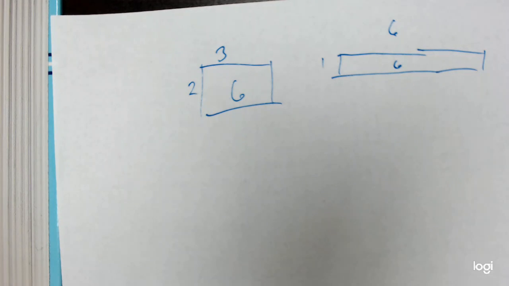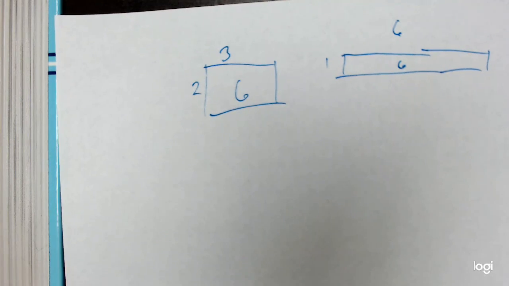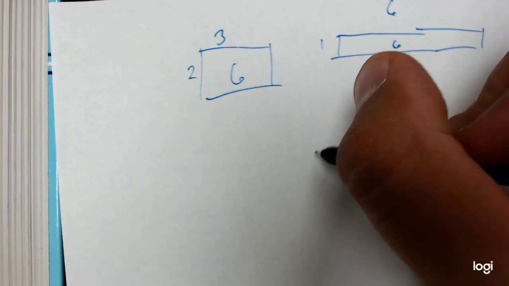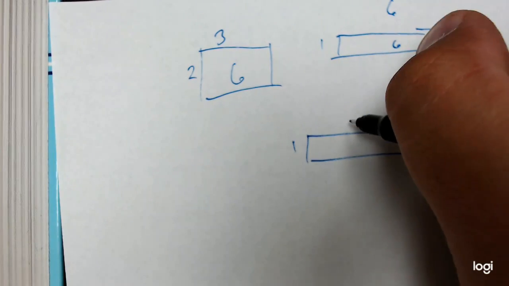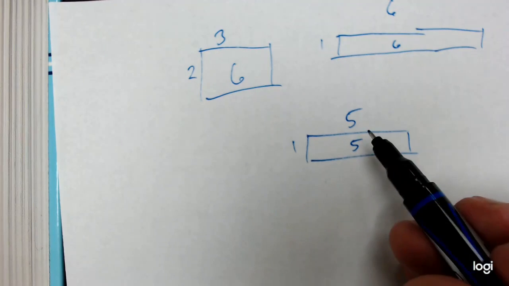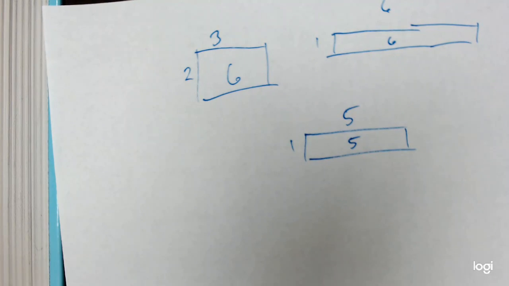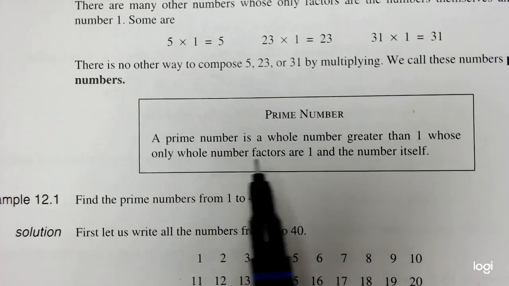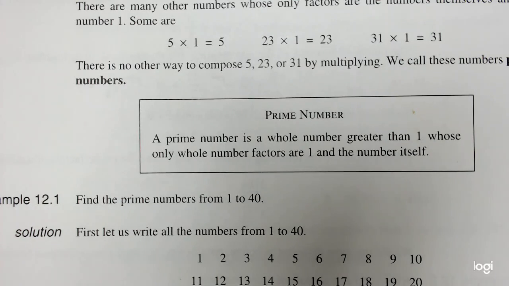Prime numbers, however, only have one option for their square, which is 1 and the number. So for example, a prime number like 5, if I wanted a square with an area of 5, I would have to have 1 and 5. Right? There's no other whole numbers I could put on these sides to multiply it to 5. Right? That's what makes it prime. And we can see the word definition of that here. A prime number is a whole number greater than 1 whose only number factors are 1 and the number itself.